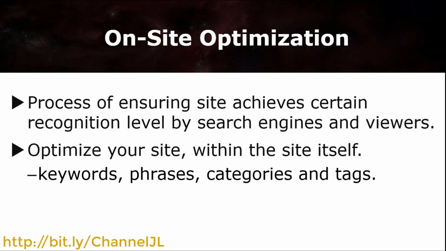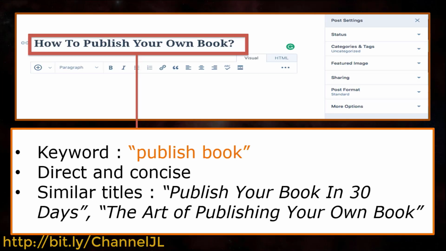This agent is known for the process of ensuring that your own site would achieve a certain recognition level by both search engines and your viewers. The approach is direct. All you need to do is optimize your site within the site itself. Now, how do you do that? You'll need to ensure that you put the right keywords, phrases, categories, or even tags. Why? Well, Google will need to know the subject matter of your site in order to steer it to the right search results. Let us illustrate an example for you.